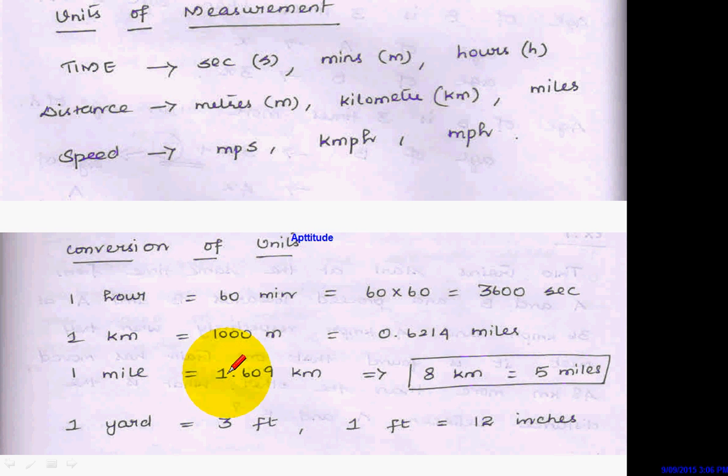And 1 mile is equal to 1.609 kilometers. Or in short, you can remember that 8 kilometers is always equal to 5 miles. That is the difference between the kilometer and the miles. That is, 8 kilometers is equal to 5 miles. And 1 yard equals 3 feet, and 1 foot is equal to 12 inches. Some of the units or conversions that we need to remember.